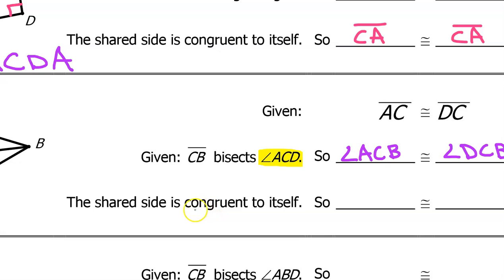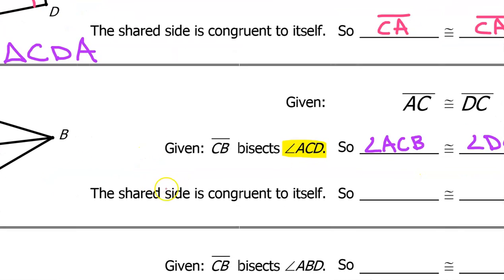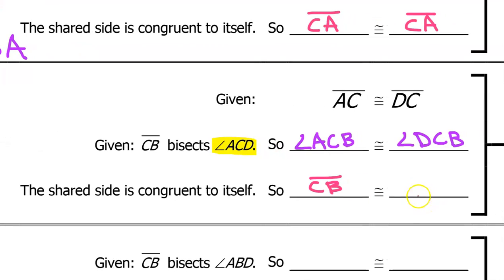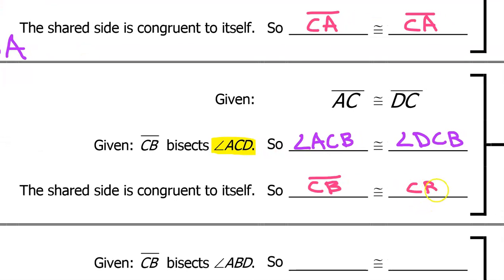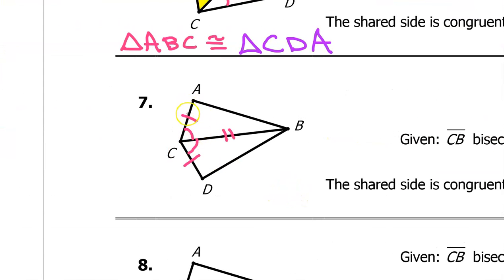The shared side is obviously congruent to itself. So let's go ahead and mark that. Boom. And that means that CB is congruent to CB. So segment CB is congruent to segment CB. This should be enough information to say how to prove that these triangles are congruent. Focus on one triangle at a time.